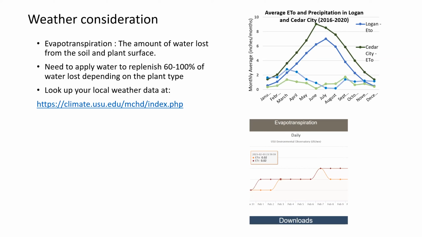Now, again, if we get a lot of precipitation, you need to subtract that precipitation and then only apply the difference in water. But I mean, you get the point, right? You need to understand the weather factor and the evapotranspiration of the month and then water accordingly.